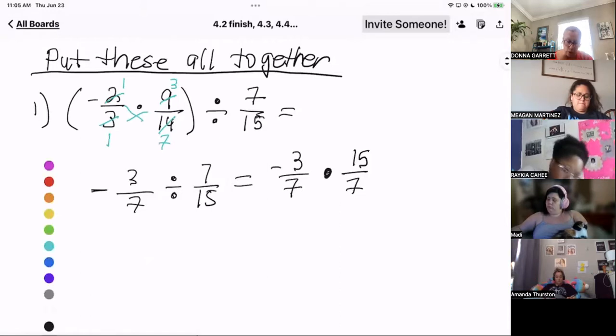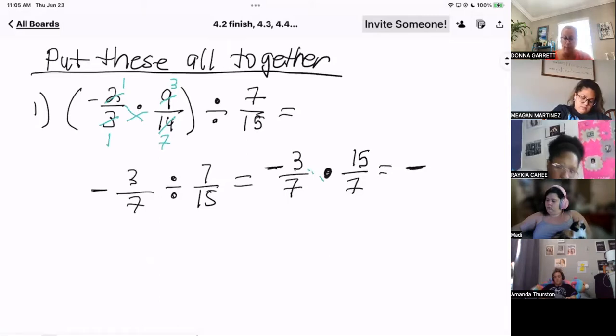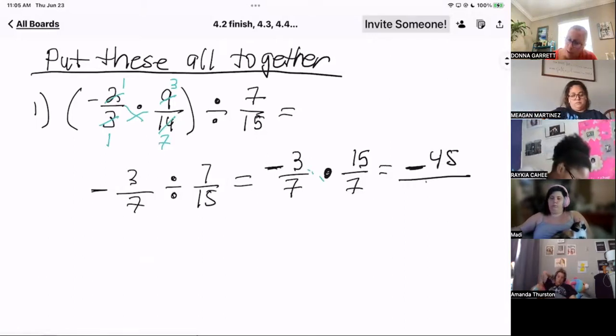And now I'm going to do my little, can I simplify anything? 3 and 7, I can't simplify that. 7 and 15, I can't simplify that. So I have nothing to simplify. So we just have to multiply across. Don't forget the negative though. So first thing first, negative times a positive is a negative. So I'm going to put my negative here. Then I'm going to concentrate on my numbers. 3 times 15 is 45. 7 times 7 is 49. And that's my answer.